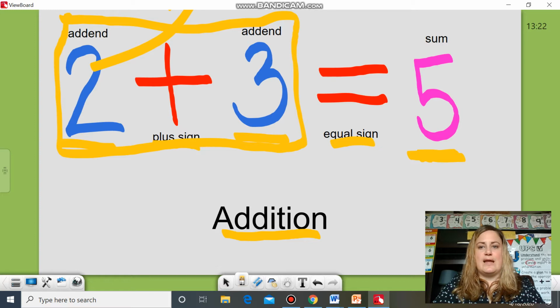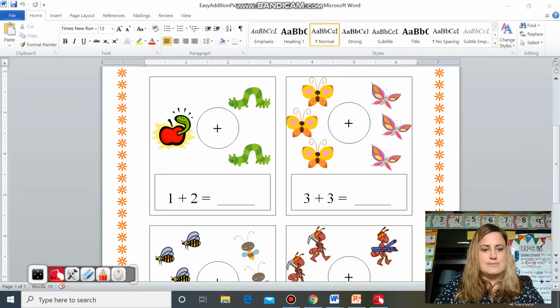So the equal sign means, like I'll say one more time, everything on this side of the equal sign, the 2 plus the 3 together, is the same or equal to everything on this side, which you see the 5, or the sum. So with that, we're going to go and do a couple practice problems.